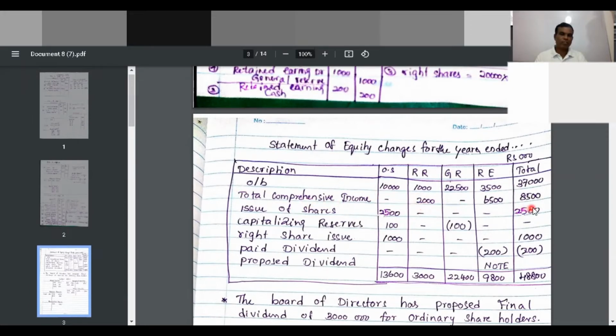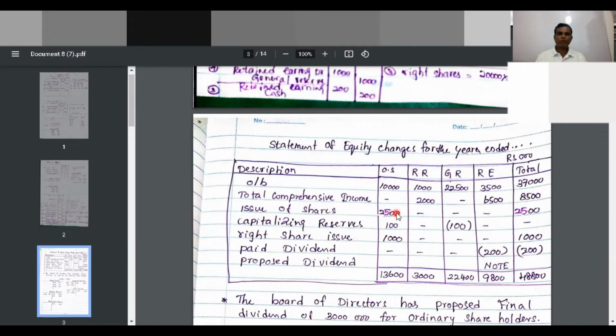Then when recording in columns, you see the revaluation reserve should be recorded in the revaluation column, which is the comprehensive income, and then profit for the year should be recorded under the retained earnings column. Total should be taken to the total column. And then you see issue of shares.